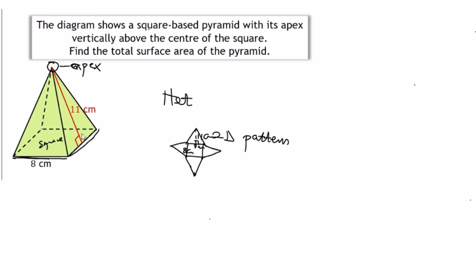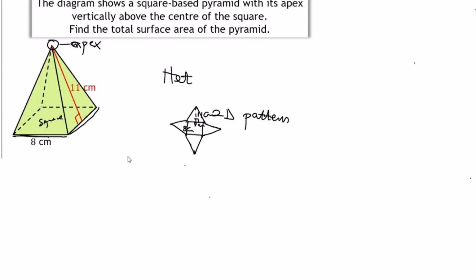Now, since all the four faces, which are triangles, are all equal, it means that the area of one of the triangles equals the area of the rest of the triangles. So when we find the area of one triangle and we want the total surface area for all four triangles, we just multiply the area of one of the triangles by four. Now, the total surface area of this pyramid is a combination of the area of one square, the square at the base, and then the area of the four triangular faces.